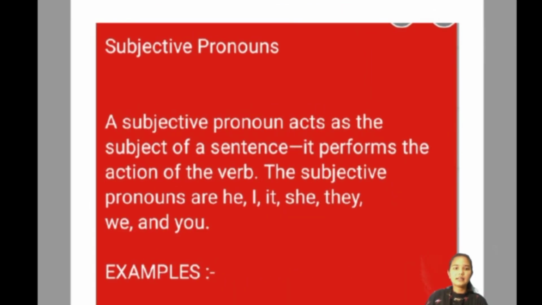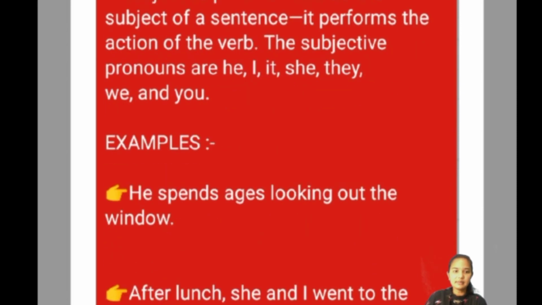A subjective pronoun acts as the subject of a sentence. It performs the action of the verb. The subjective pronouns are he, I, it, she, they, we, and you. So what is a subjective pronoun? It is the one that does the action in a sentence, so we call it a subjective pronoun. Let us see some examples.